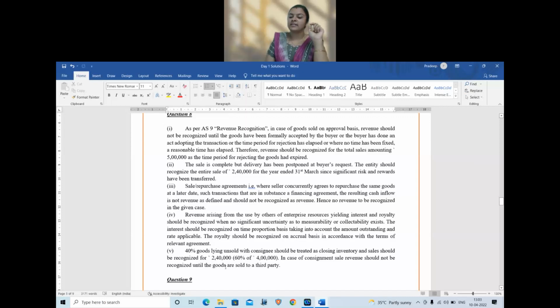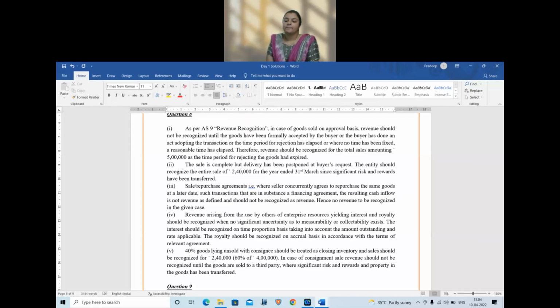In case of consignment sale, revenue should not be recognized until the goods are sold to a third party, where significant risk and rewards and property in the goods have been transferred. You can also write the statement that the consignee acts as an agent to the consignor and hence it is not treated as a transfer. That is an optional statement, added value.